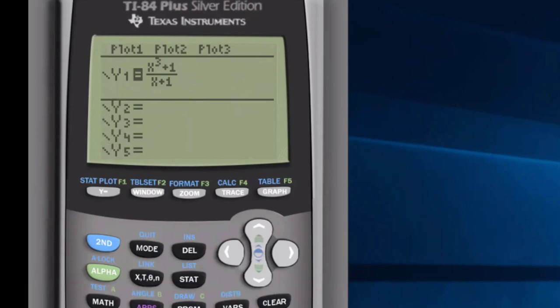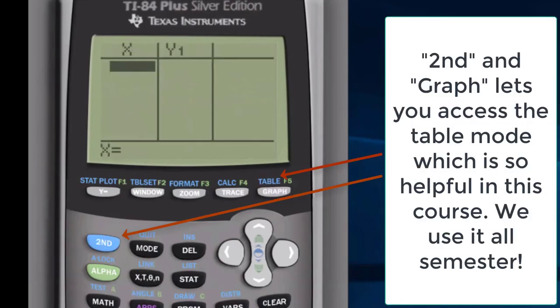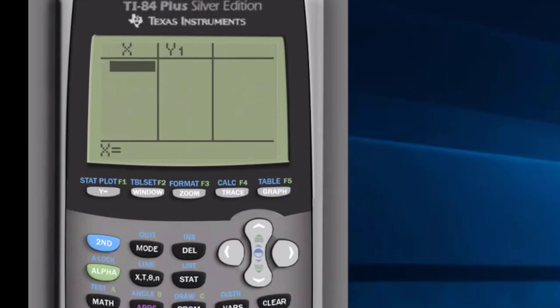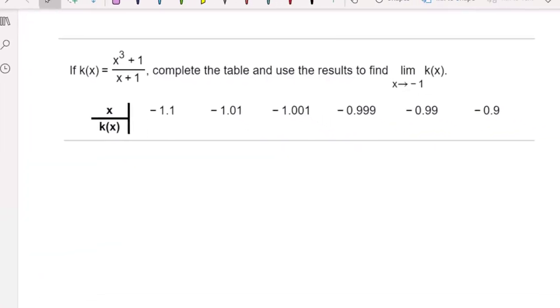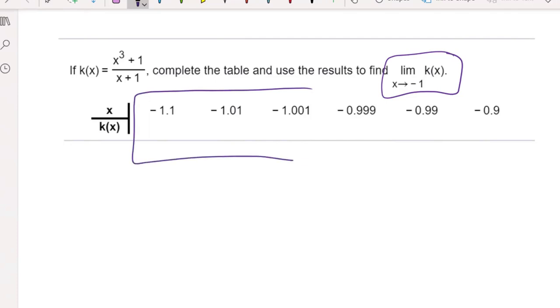Now, we're going to go into second and table. Mine is cleared out, but if you have numbers here, you should be able to delete them. Since you put independent variable as ask, you'll be able to plug in values for x, and it'll give you the output. Let me see what they have us plug in. It's wanting us to find the limit as x goes to -1. So we want to approach -1 on the left side. This is approaching -1 from the left.